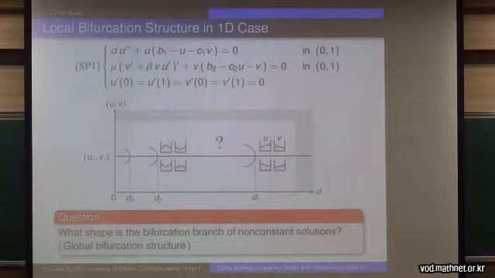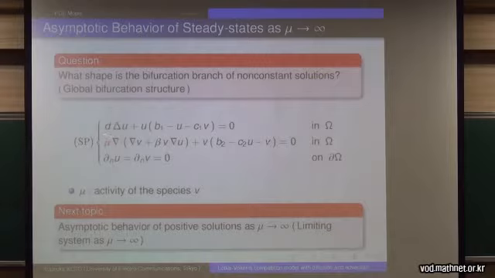So in order to give an answer to such a crucial question, what shape is the bifurcation branch of non-constant solutions, I want to study a special case when this mu is very large. Our aim is now to derive global information of this curve in the special case when mu is very large. So let's move on to the second topic: asymptotic behavior of positive solutions as mu tends to infinity.